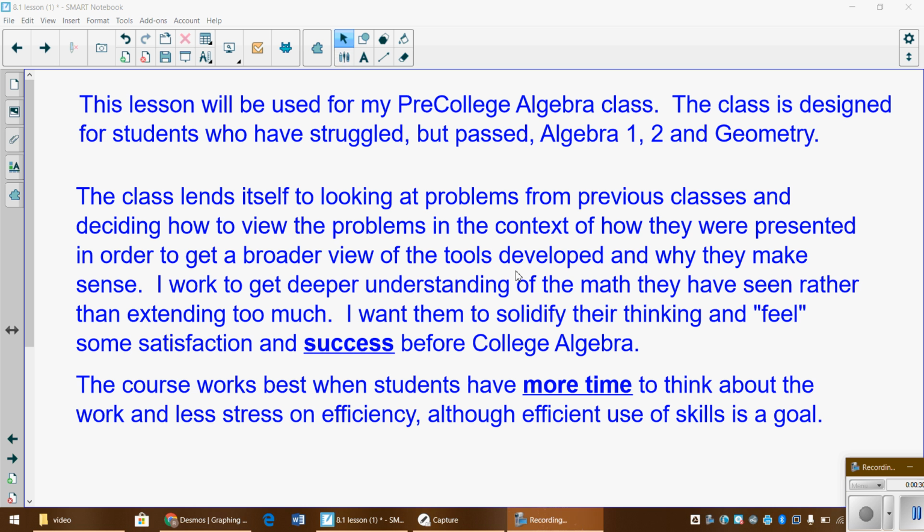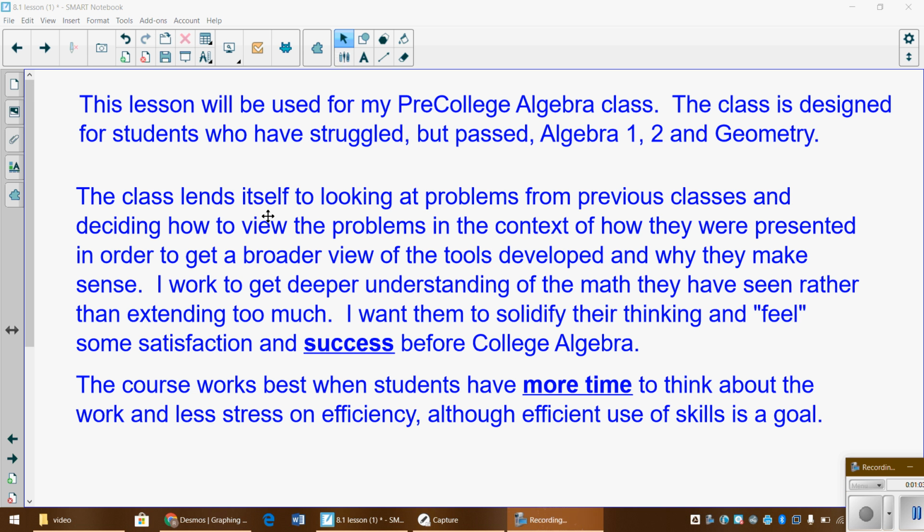make sense. I work to get deeper understanding of the math they have seen rather than extending very much. I want them to solidify their thinking, not just the recipes or even the heuristics, but to feel some satisfaction and some success and some ownership before they do spend their money on college algebra the next year or when they leave high school. The course works best when students have more time to think about the work and less stress on efficiency, although efficient use of skills is one of the goals.